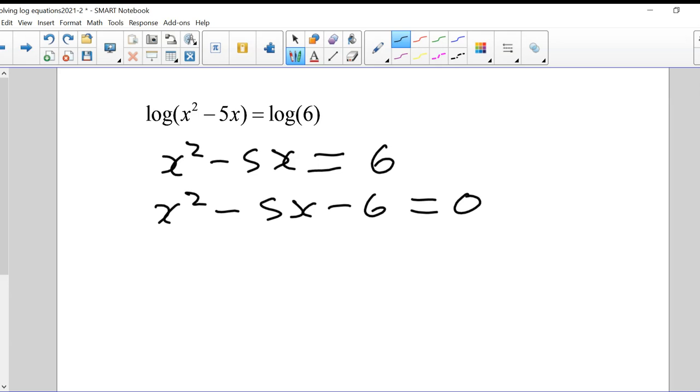That's the first thing. Get rid of the logs. Now we have to factor this. And can somebody help me with factoring this, please? What are the factors that would make this work? There is no trick here, folks.